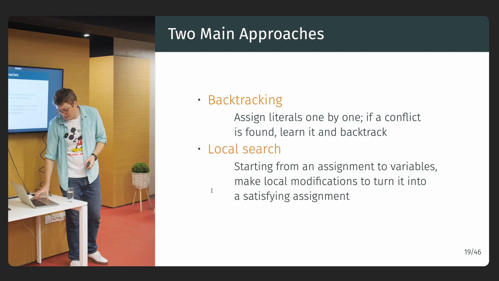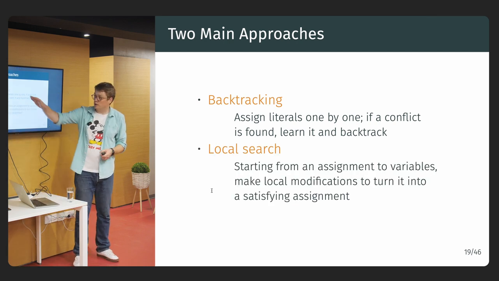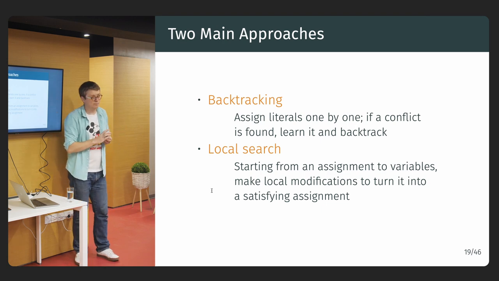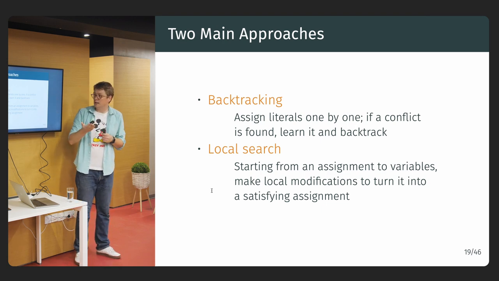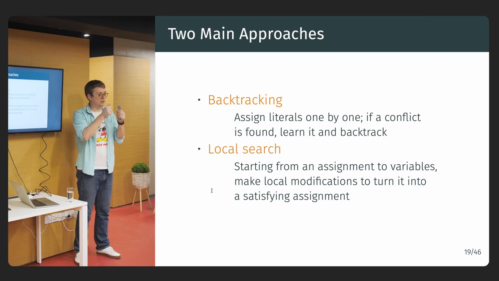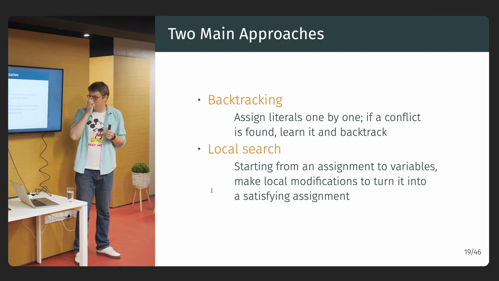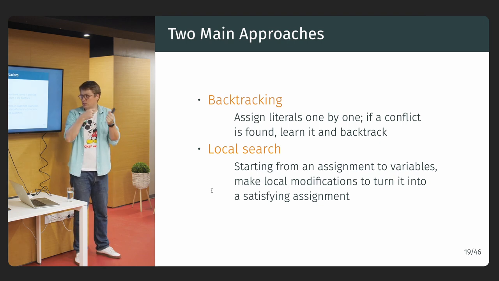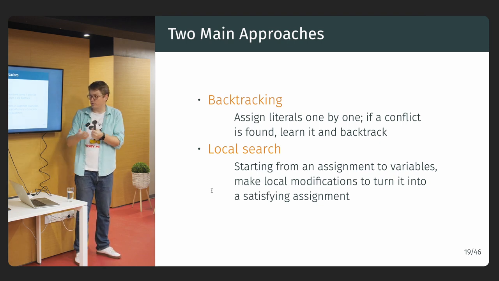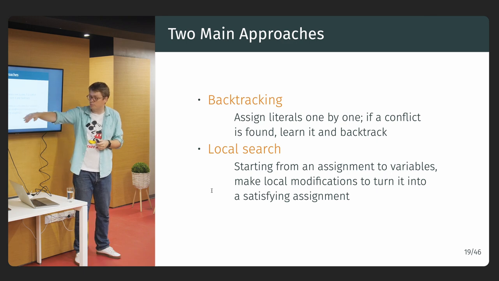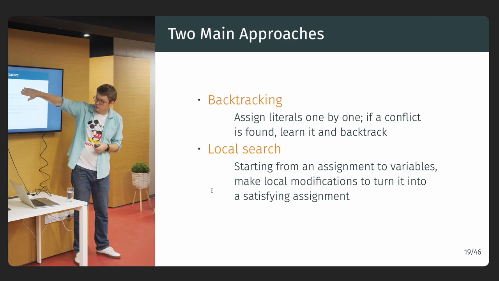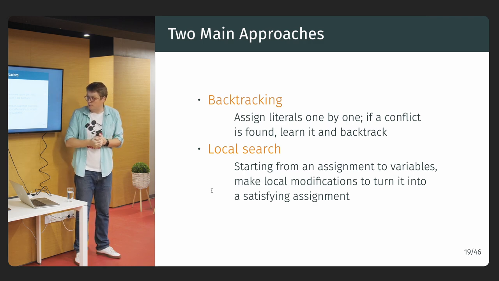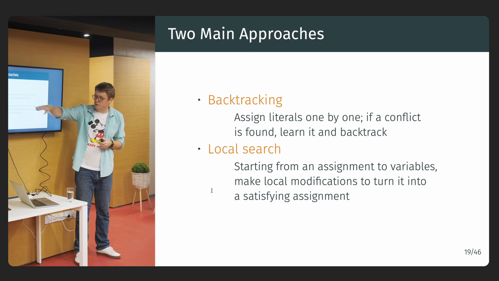So there are basically two techniques. The first one, which is probably the most popular, is called backtracking. What you are doing in backtracking is you assign your variables one by one, and if you encounter a conflict, you just backtrack, you go back. So this is just a recursive approach. Most of the state-of-the-art SAT solvers are based on backtracking. Another popular approach is called local search.